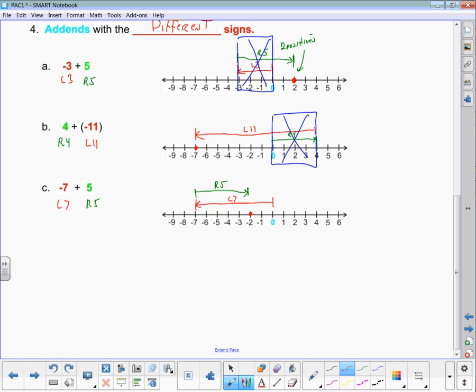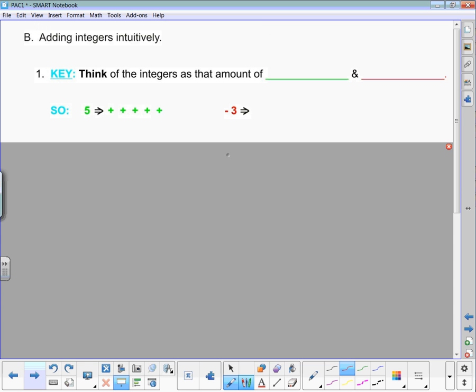So let's go on to the second page here. All right, adding integers intuitively, and this is the key to everything. All right, you've heard me say it already. Think of the integers as that amount of, I'm going to take my green and write the word positives.